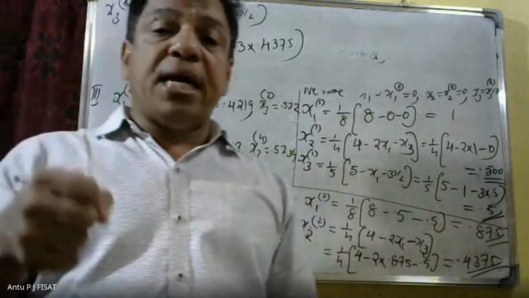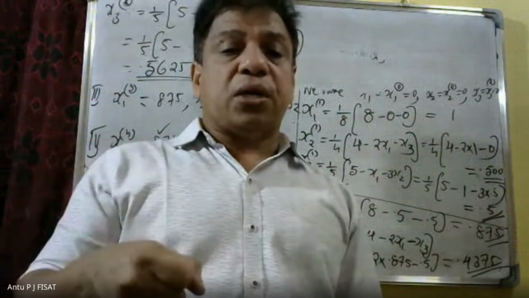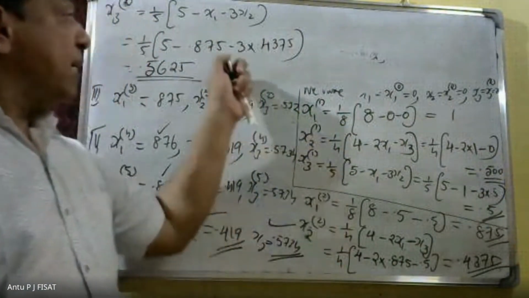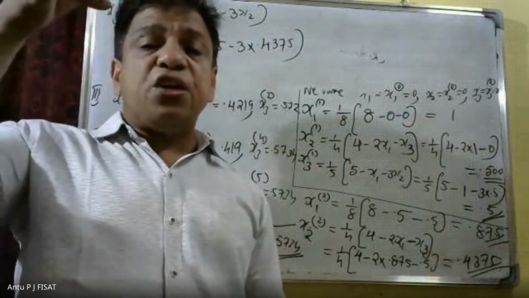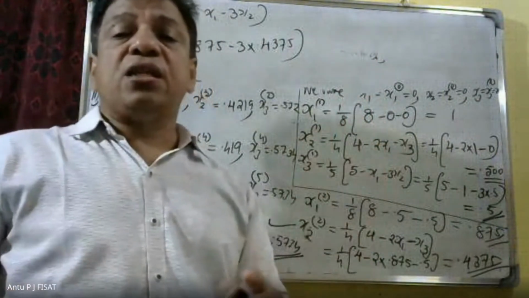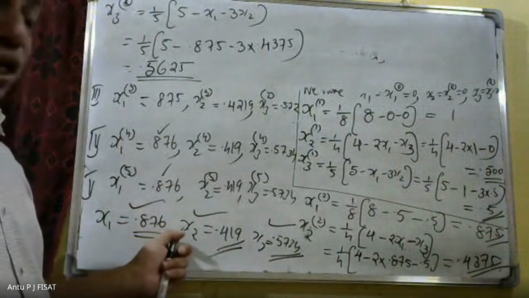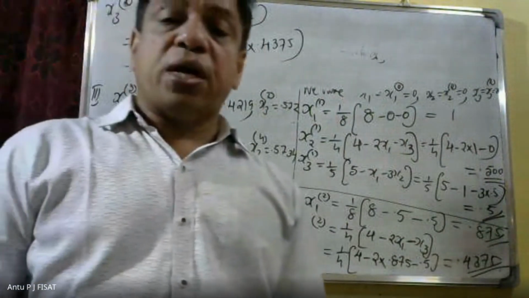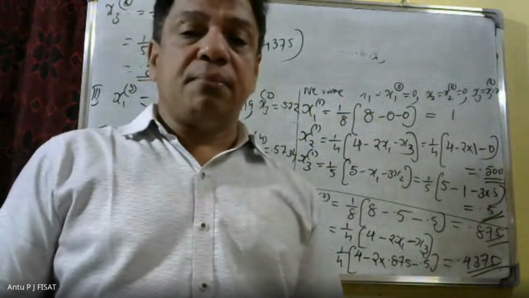In each and every iteration, we use the updated value. Then we get the first iteration, second iteration, third, fourth and fifth iteration. With some more iterations, we can easily find that the value of x1 coincides, the value of x2 coincides, and the value of x3 coincides. Then we take x1 is equal to 0.876, x2 is equal to 0.419, x3 is equal to 0.5734. This is the procedure for the Gauss-Seidel iteration method.